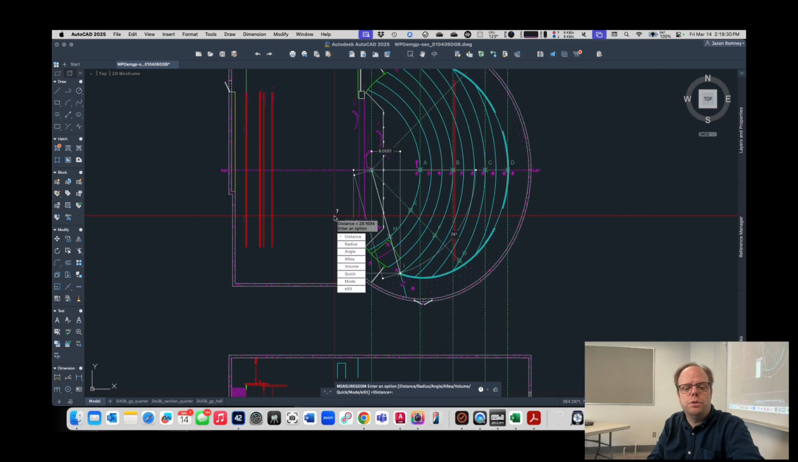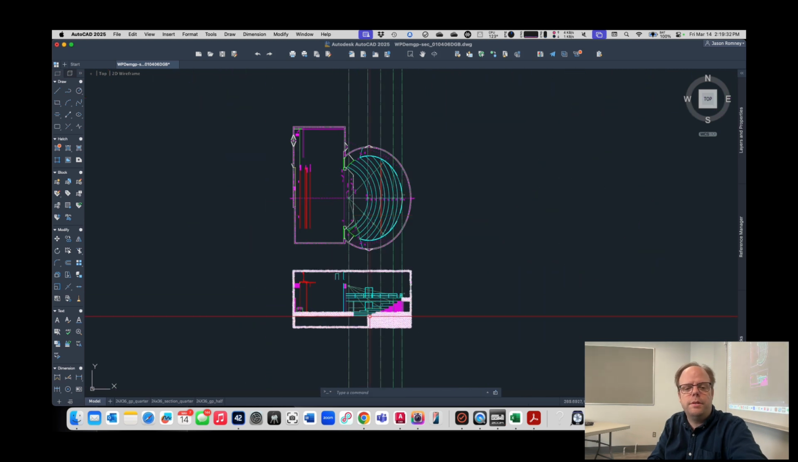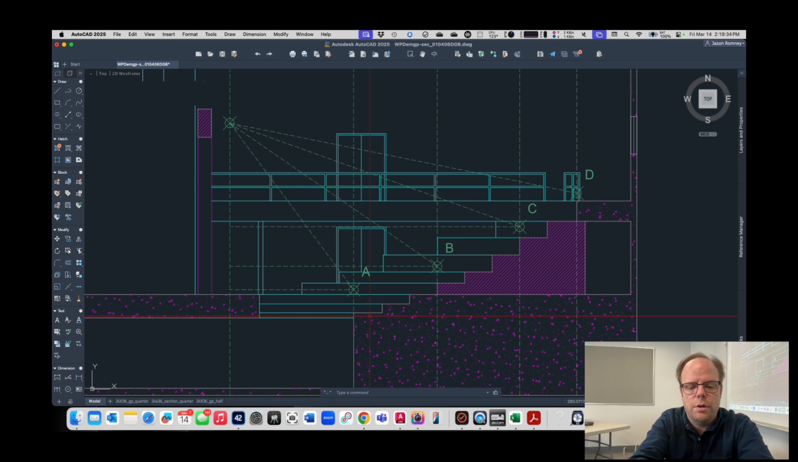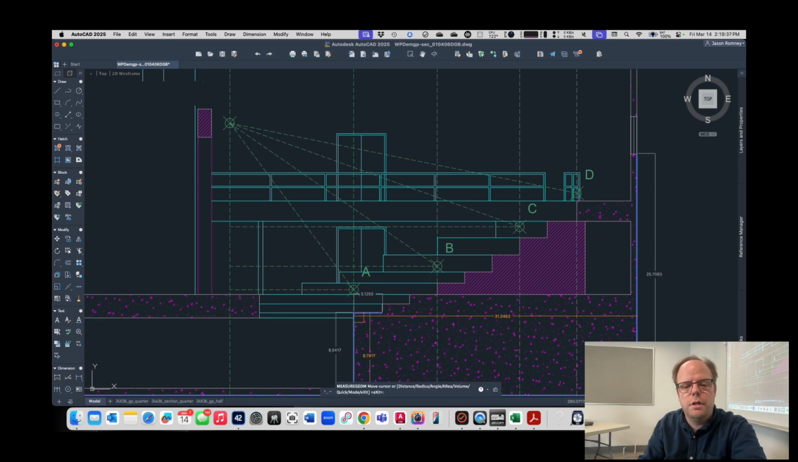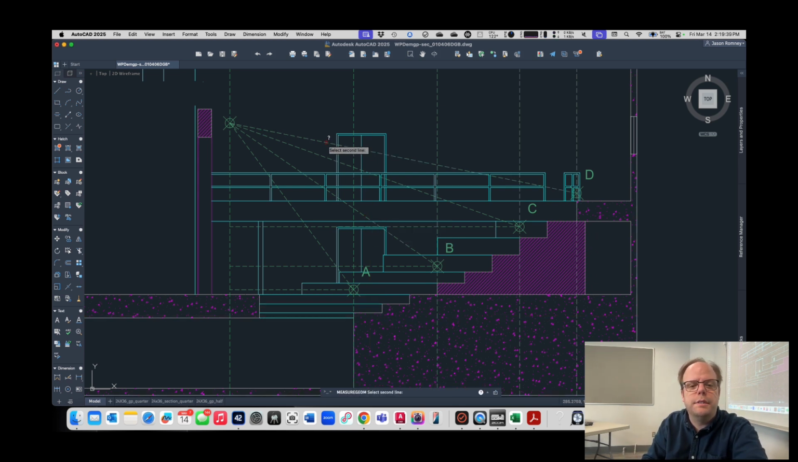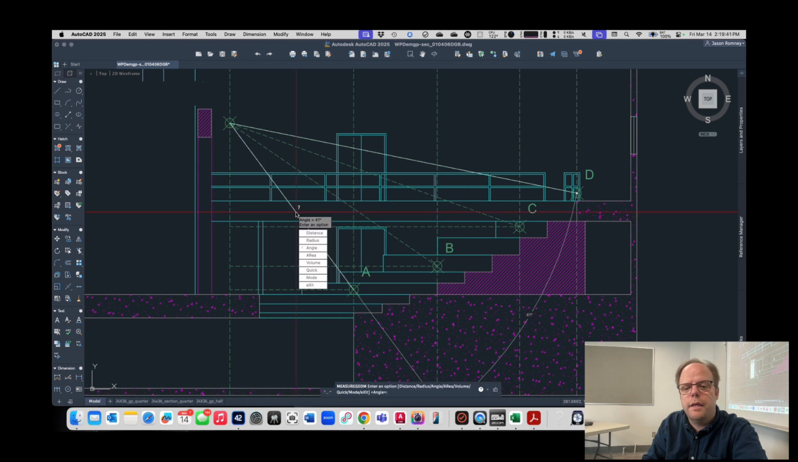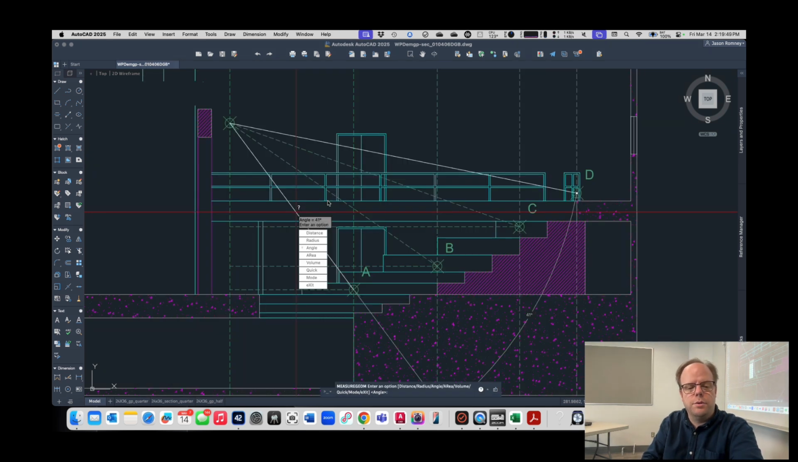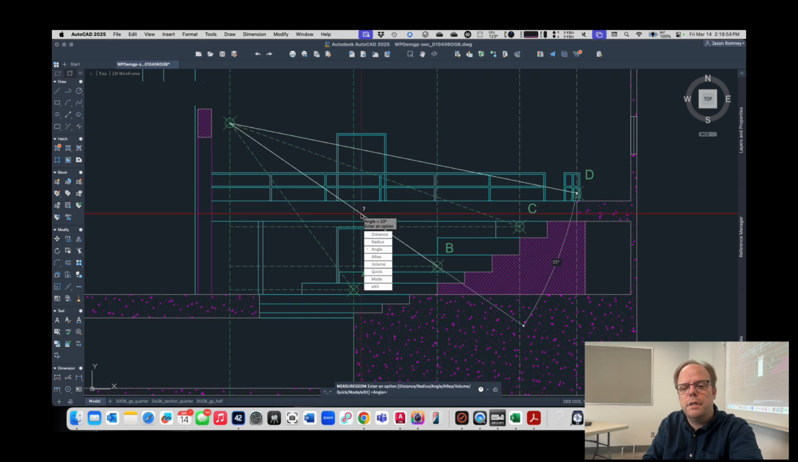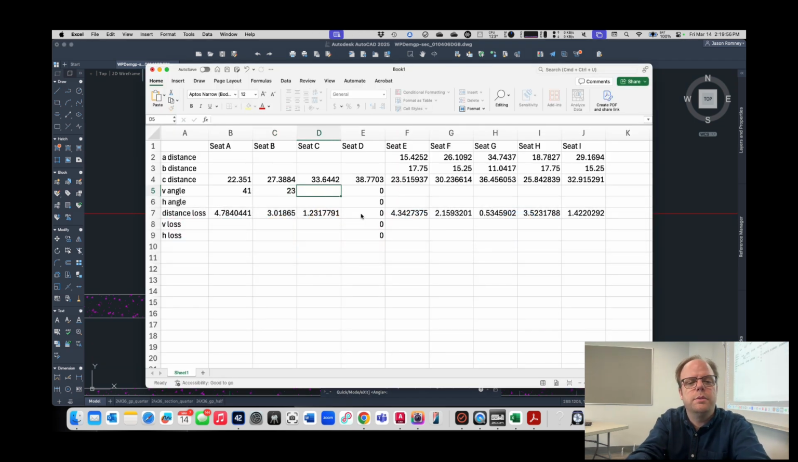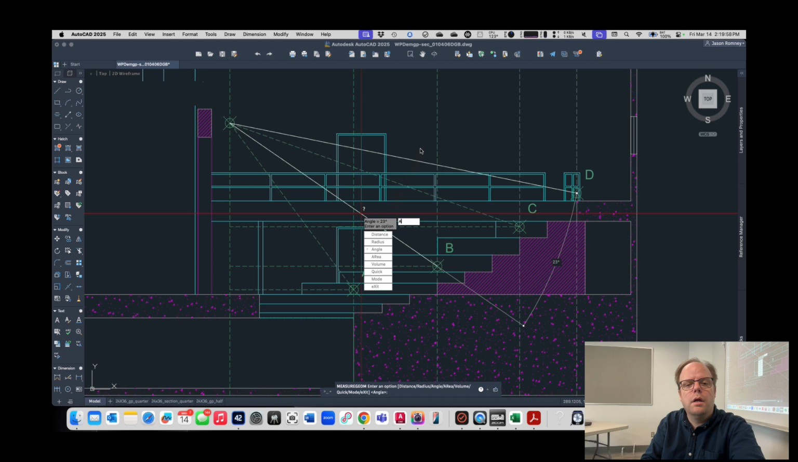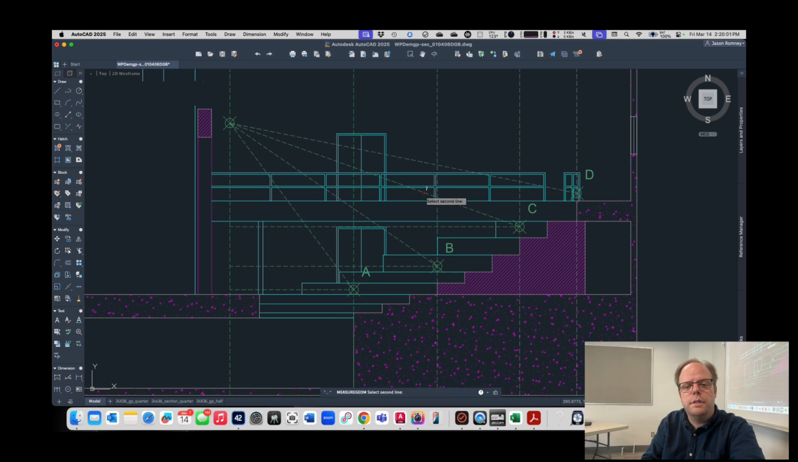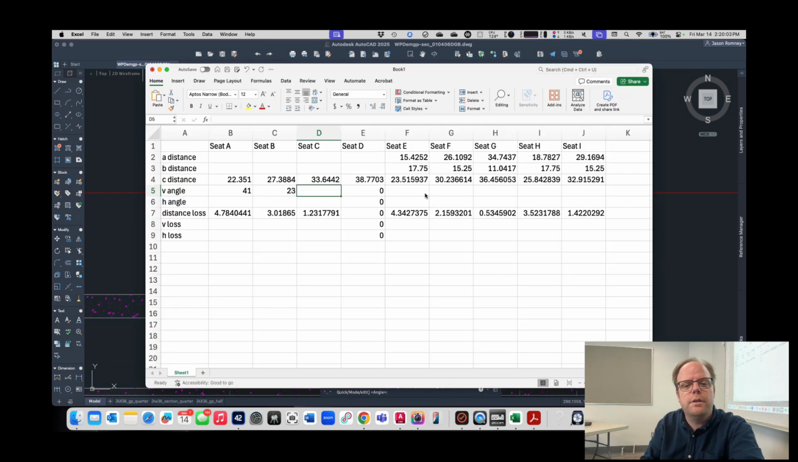Okay? So if we go to the section view, we'll start with seat A. So I'm going to measure the angle between seat D and seat A, and that is 41 degrees. So the vertical angle is 41. And then I'll do it again for seat D to seat B, and I got 23. So 23 there. And now we'll do seat D to seat C, which is 8 degrees.